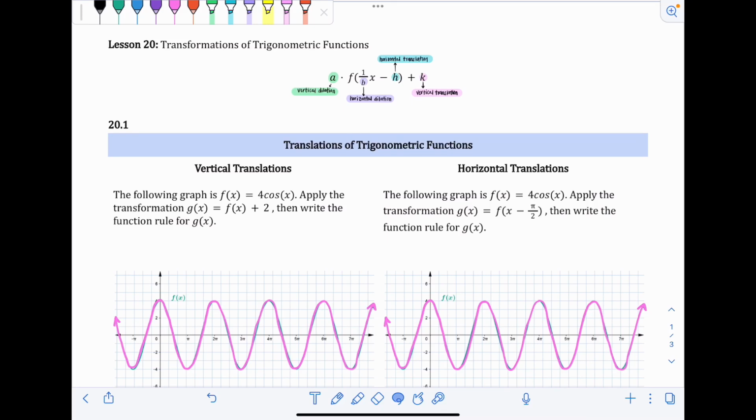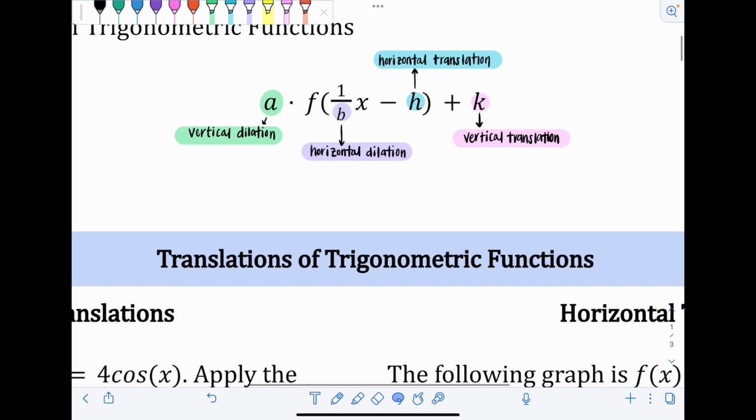Lesson 20 is transformations of trig functions, and before we get into different transformations applied to trig functions, I just want to review the transformations in a more general sense. So this formula is the transformation formula for general function notation. It's a times f of 1 over b times x minus h, plus k.